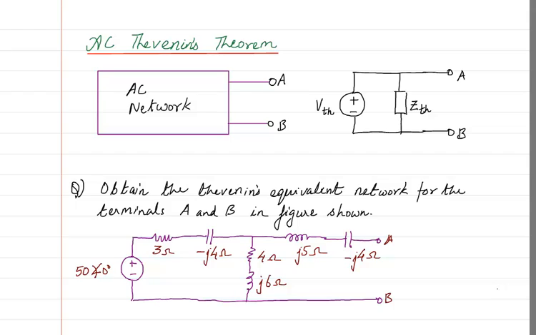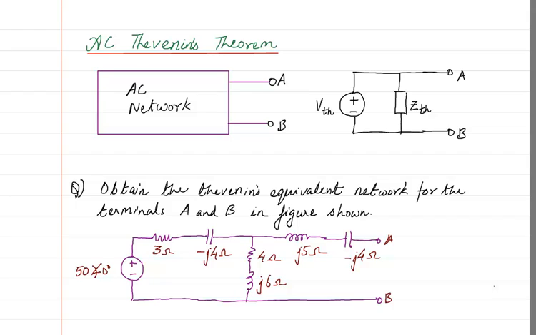Hello students, next we look into the AC Thevenin's Theorem, AC for alternating current. So we know that AC networks generally consist of elements like inductor, capacitor, and AC voltage and current sources. Up till now we have studied Thevenin's theorem and Norton's theorem for DC circuits. Now we are coming into the AC network.